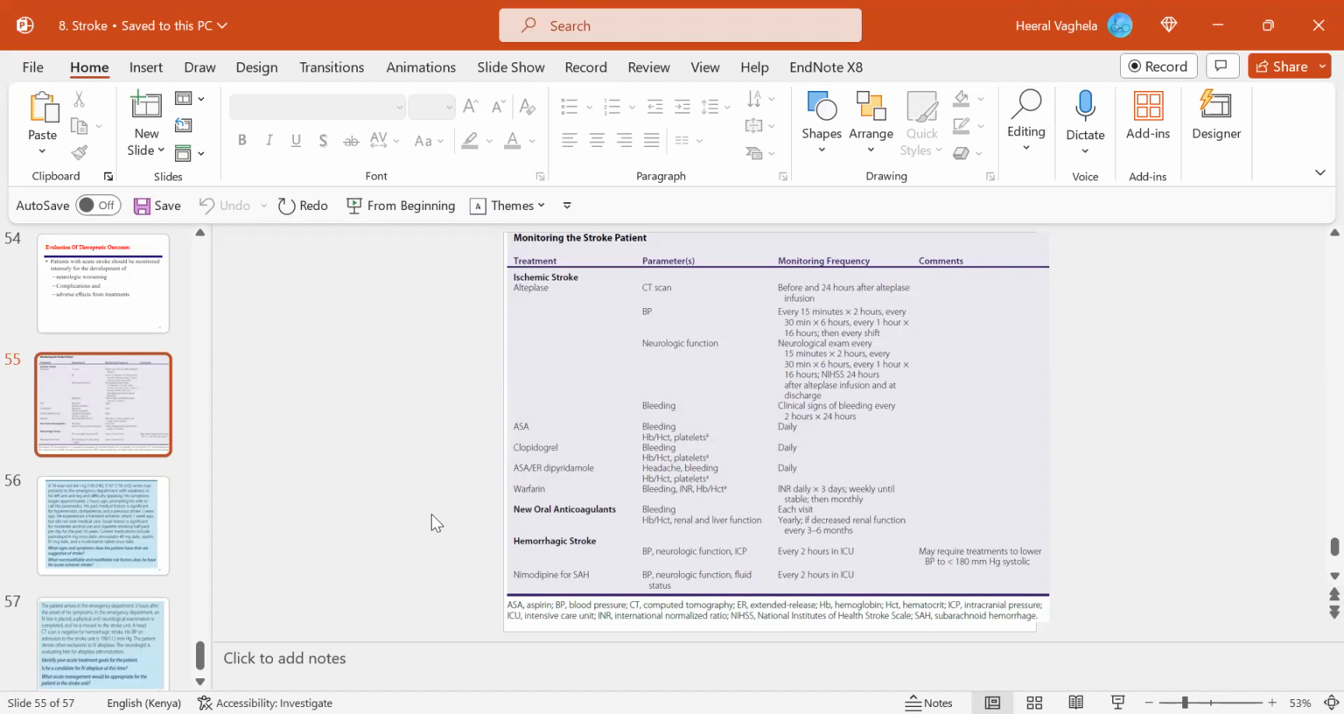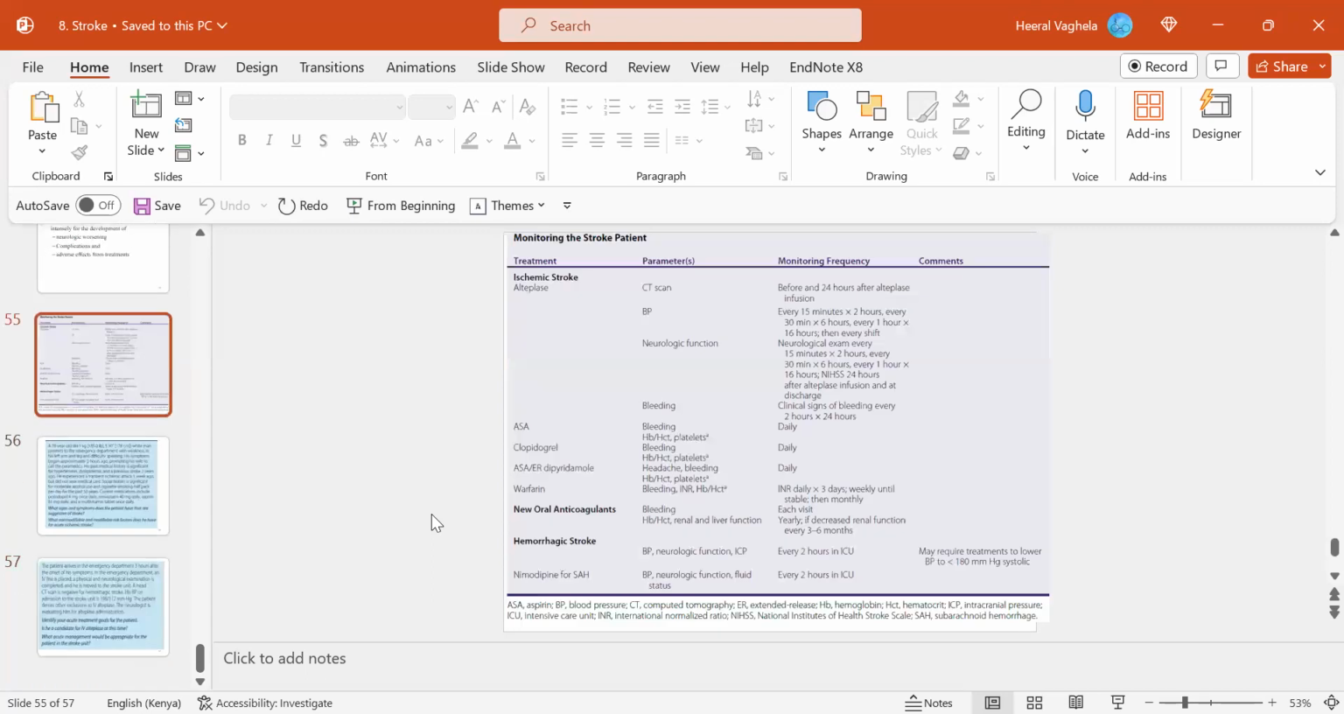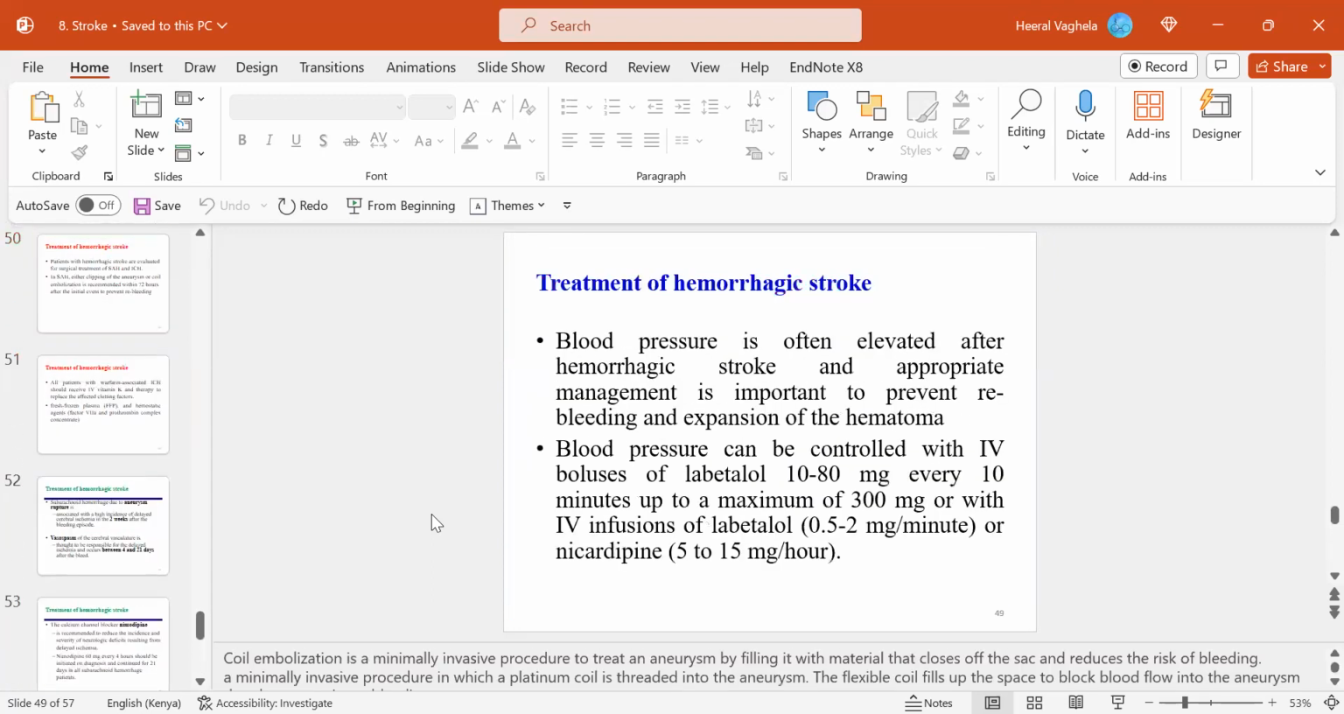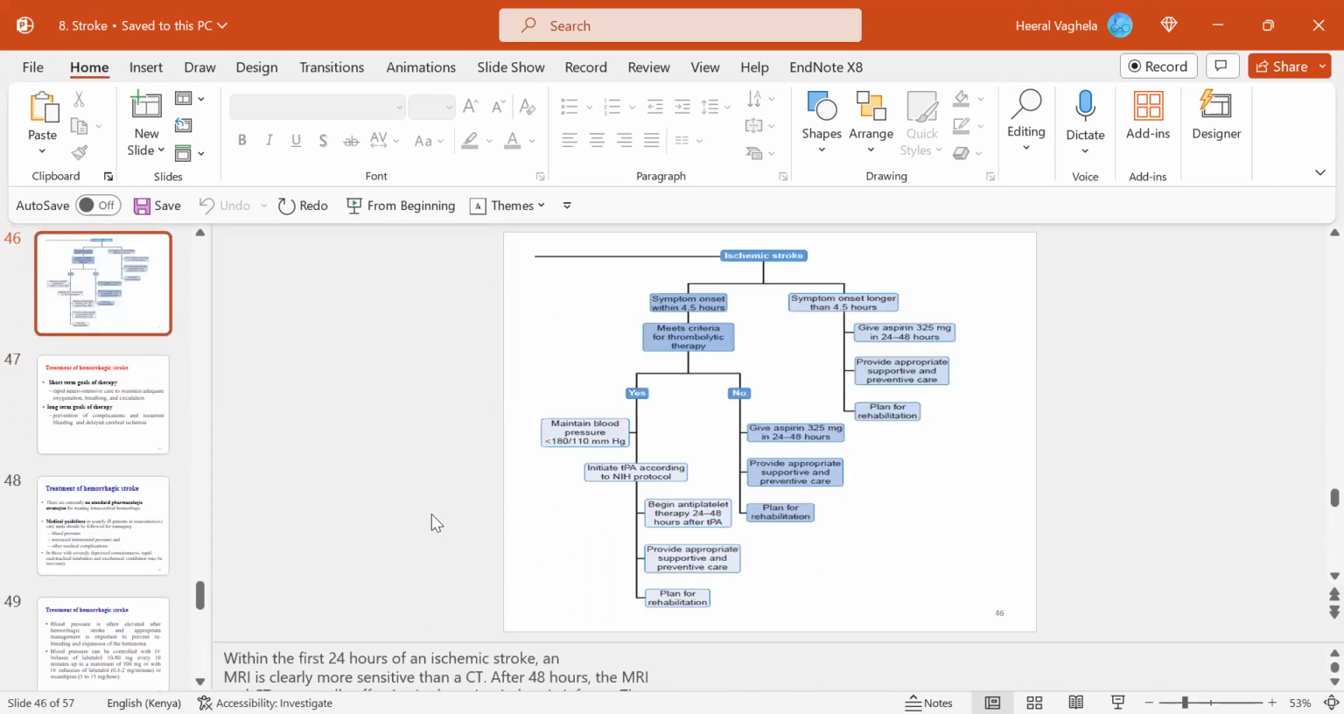So you maintain that blood pressure by giving IV labetalol or nicardipine or nifedipine, and of course the nimodipine, which is the calcium channel blocker, mostly used for subarachnoid hemorrhage. Yeah, so that's it for stroke also. Any questions?